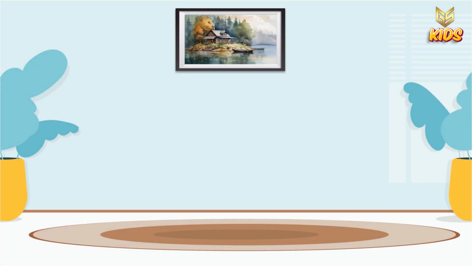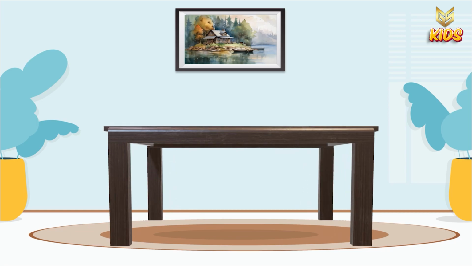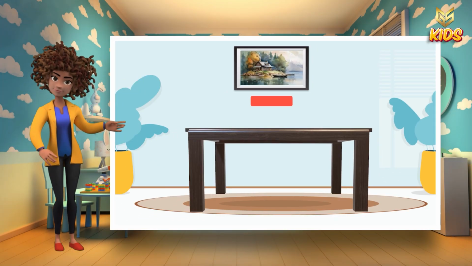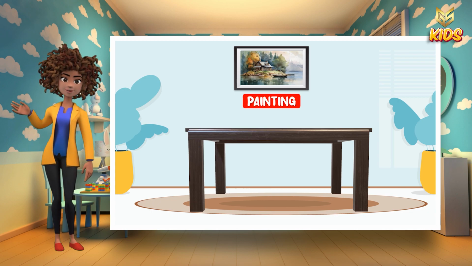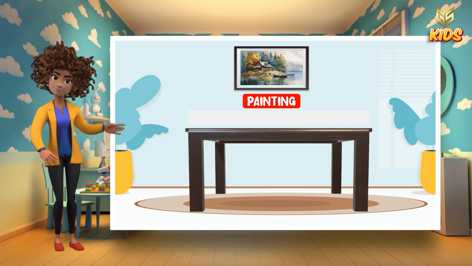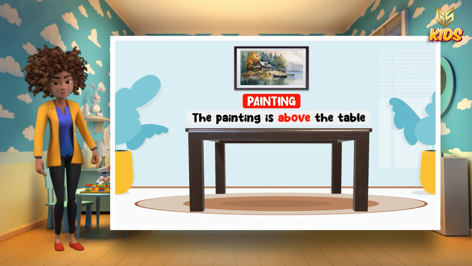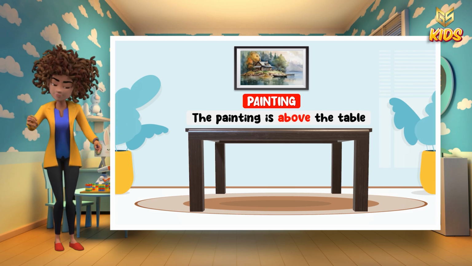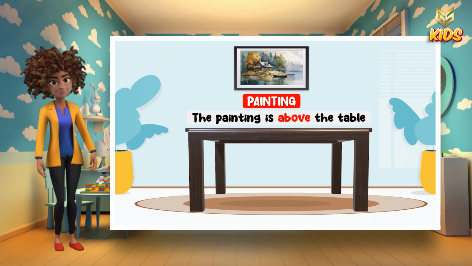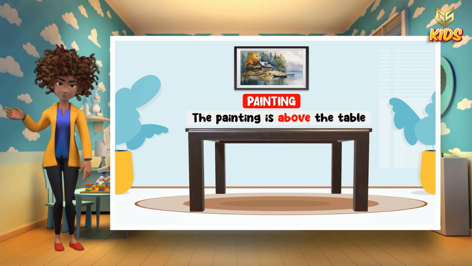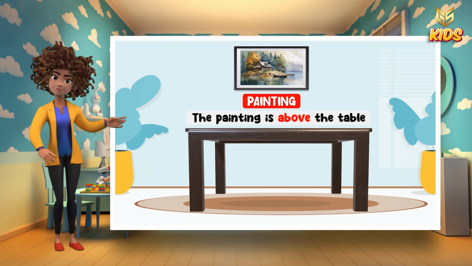Now we will see another example. Okay, here again we have a table, and here this is a painting. Now what will we say? Here the painting is above the table, because the painting is in a higher position than the table. That is why it is above. The painting is above the table.